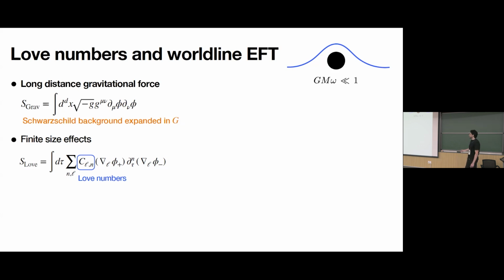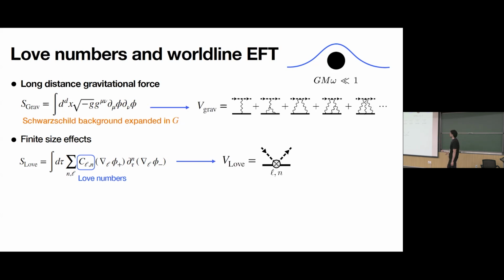limit. So there will be two pieces, right? There will be a long distance force coming from gravity. These we can get by expanding the metric in G. And then there will be these contact terms, which will be the Love numbers. So in terms of diagrams, because we are in the probe limit, this potential resums all these types of fan diagrams. And these Love numbers will just be these contact-like diagrams.